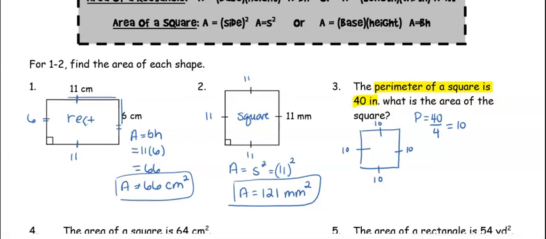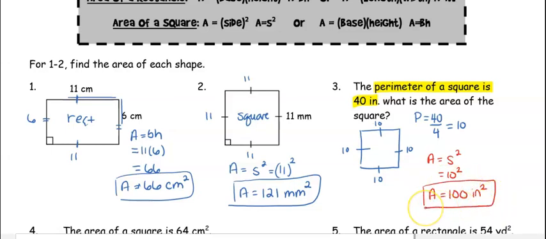Then I use that information to find my area, which is side squared, 10 squared. So then the area of my square is going to be 100, in this case inches squared, making sure that we always do label our answers.